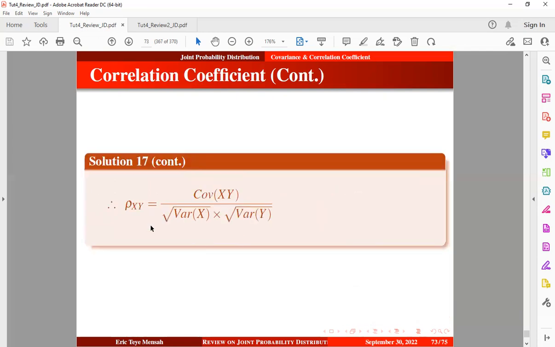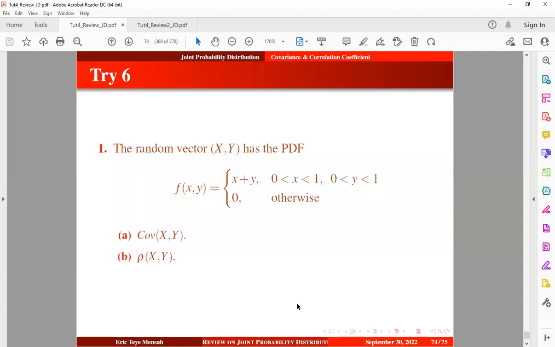So therefore, the correlation coefficient of x and y can be expressed based on this. We know our covariance, we have our variance, so the square root of the variance gives the standard deviation. So you obtain this, and once you use your calculator to compute this, you obtain this, okay? This is quite simple. All right, so this is a trial question.